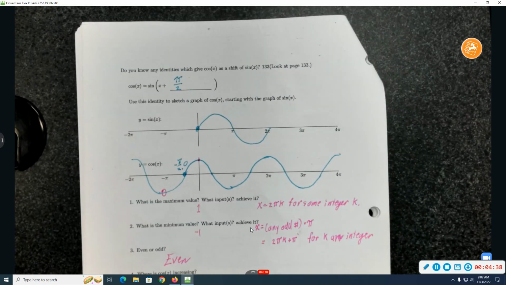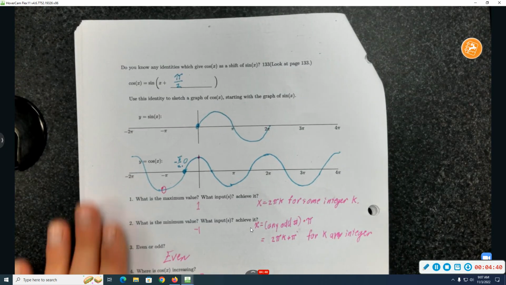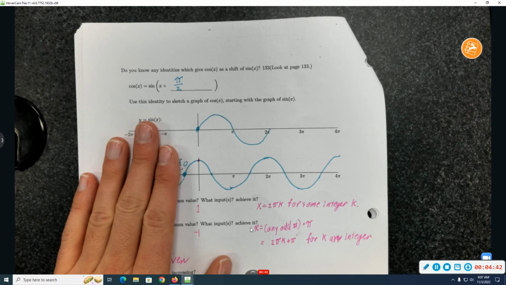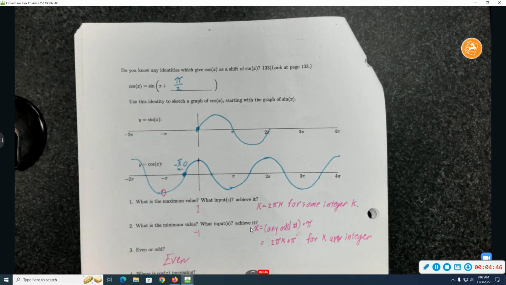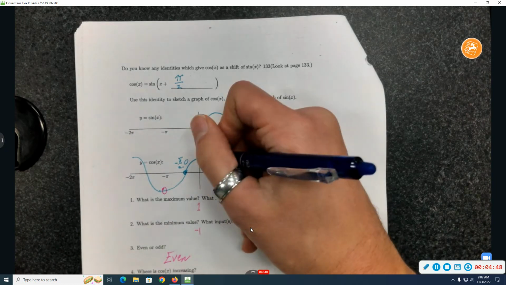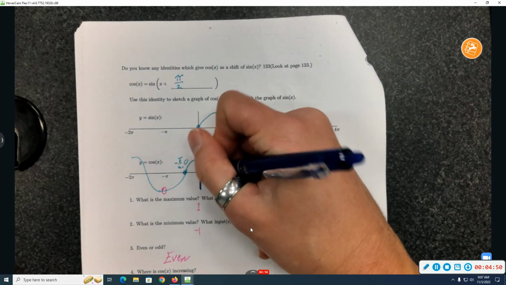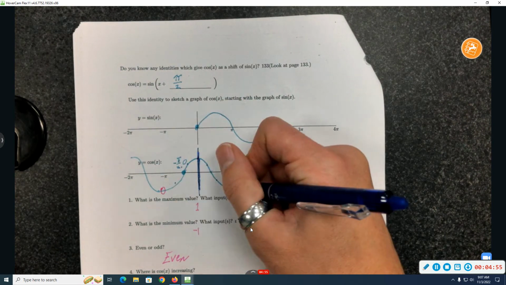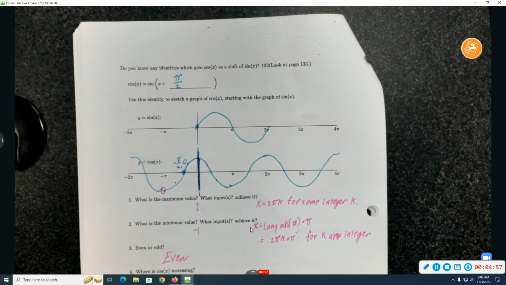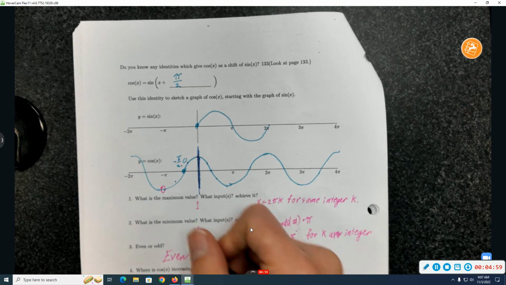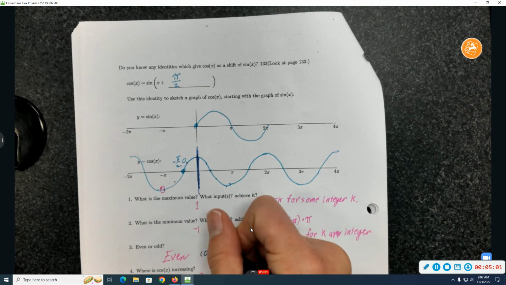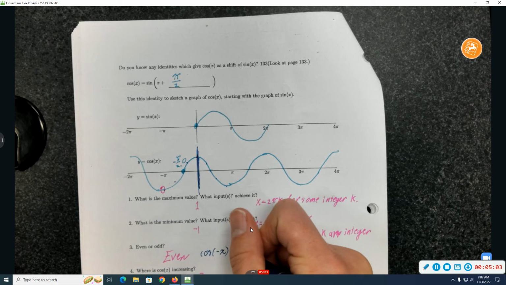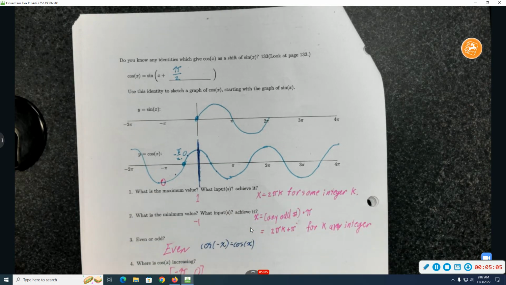So from looking at a graph, a function is even if when you reflect it over the y-axis, you get the same thing back. So let's see if that is true. So there's the y-axis. Do I see the exact same behavior on either side of the y-axis? Yeah. It is also true because cosine of negative x is the same as cosine of x, which is one of the things we got by actually drawing some pictures.